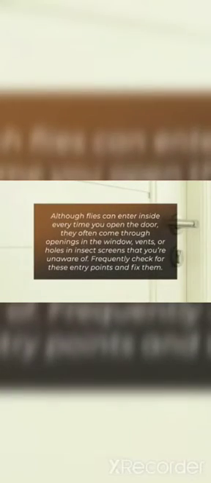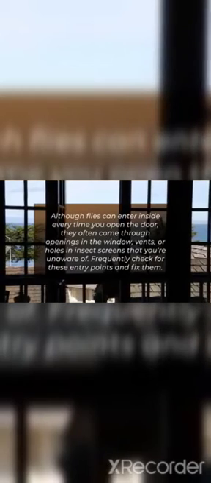Although flies can enter inside every time you open the door, they often come through openings in the window, vents or holes in insect screens that you're unaware of. Frequently check for these entry points and fix them to keep out flies.